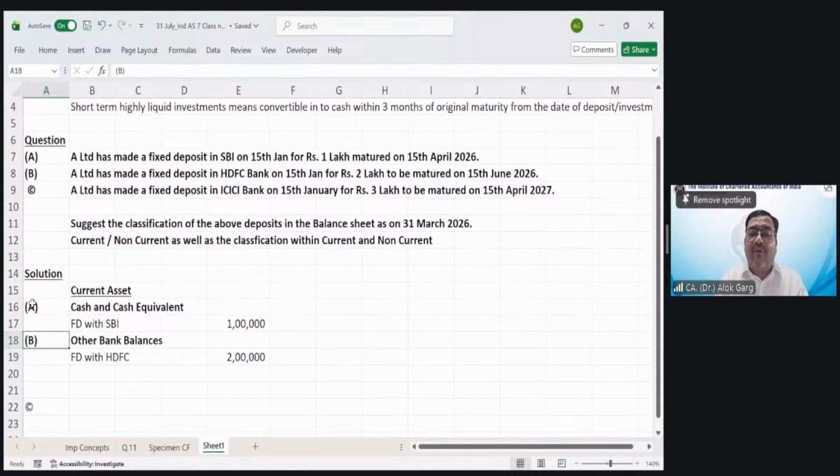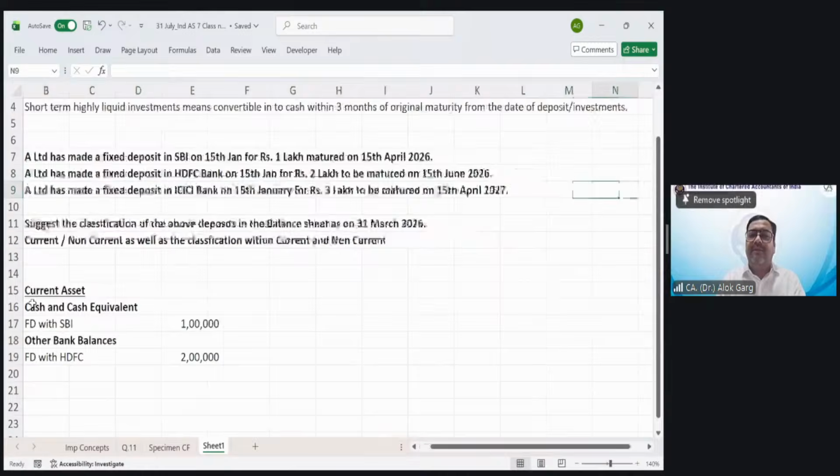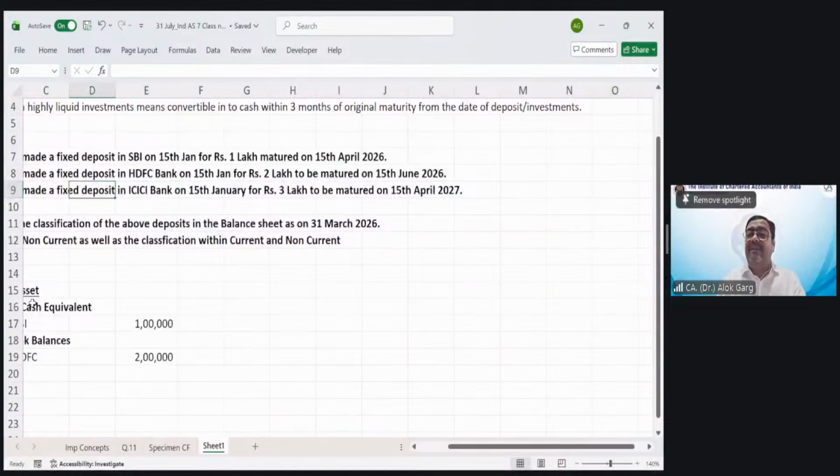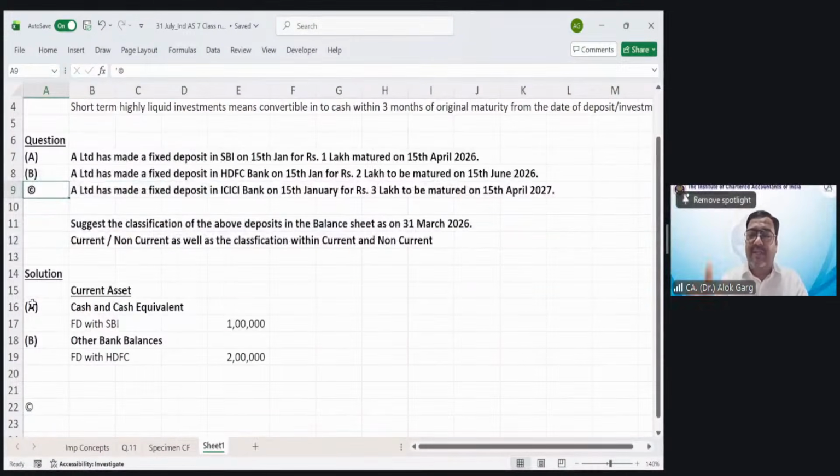So friends, for other bank balances, meaning other than cash and cash equivalent, you have to see the classification on the reporting date. On 31st March 26, the remaining period of this FD is 1 year 15 days, right? So it has to be classified as a non-current asset. Under non-current asset, it has to be classified as other financial asset. 3 lakh rupees. Okay. Is that clear, friends?